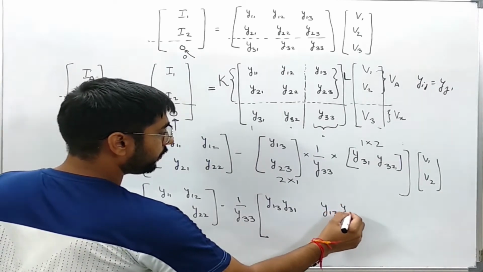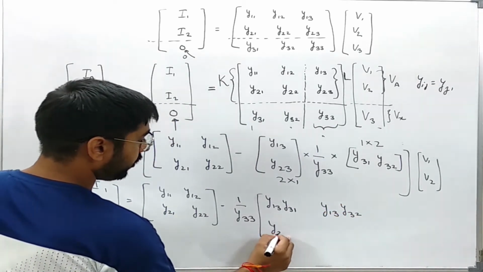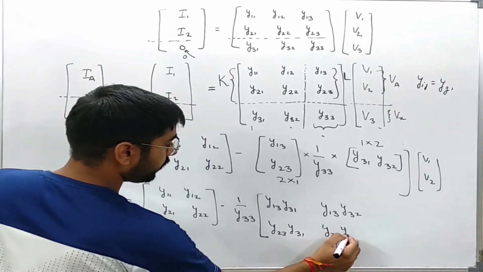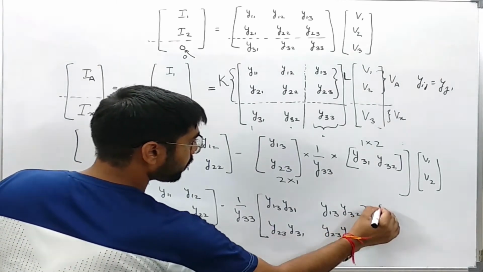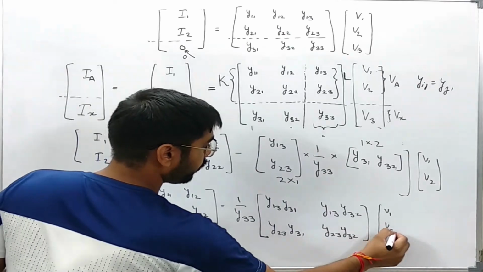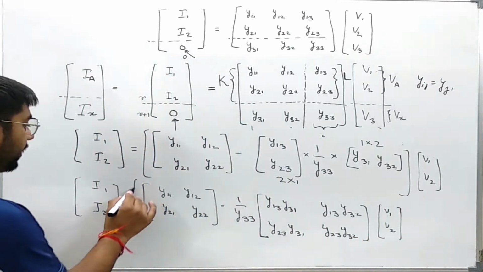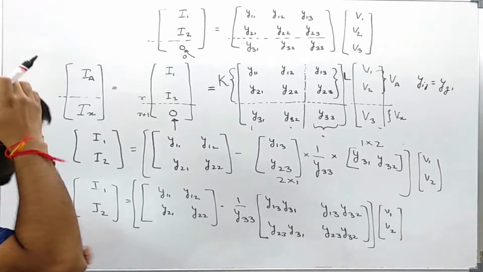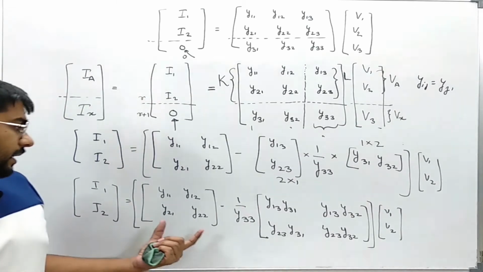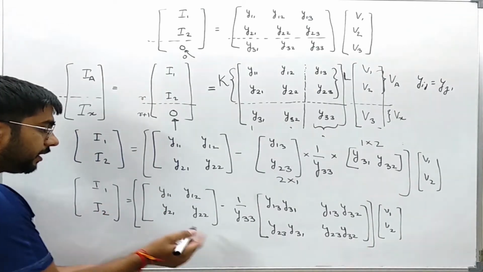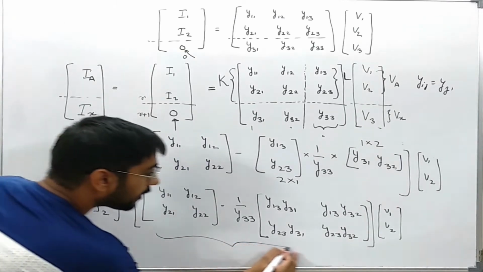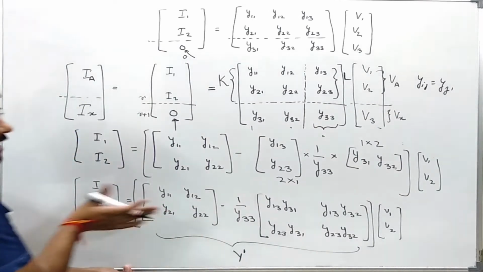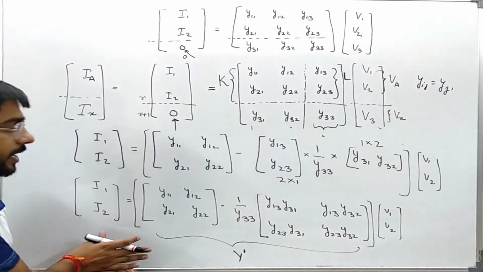y13, y32, y23, y31, y23, y32, v1, v2. This whole is multiplied by the bus voltage matrix. Now you see that to get the final element, this is nothing but y prime, the new admittance matrix, the equivalent bus matrix when the zero element buses have been eliminated.